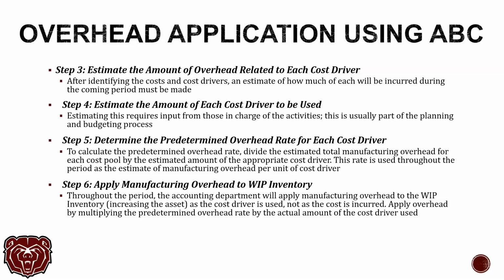And then finally, step 6, that's applying that manufacturing overhead to your WIP account. Remember, when we do this, we are increasing the asset as the cost driver is used, not as we incur the cost. We already paid for the glue. We already, whatever the case is. Now we're just going to increase that WIP asset as we use that glue, as we use the man hours, as we use the design hours, as we use the square footage. We're going to incur it, which is going to increase that WIP account.